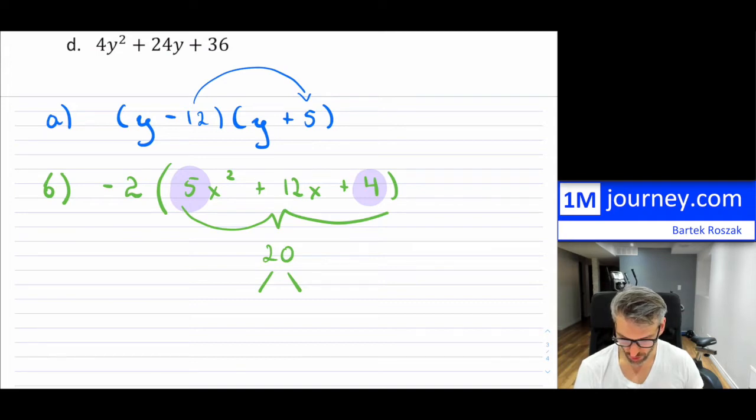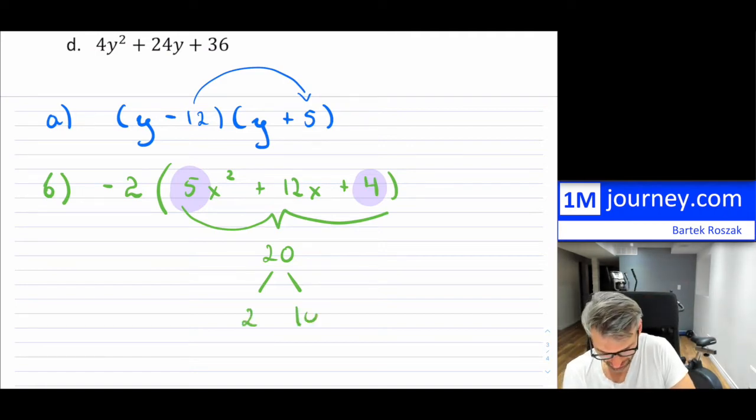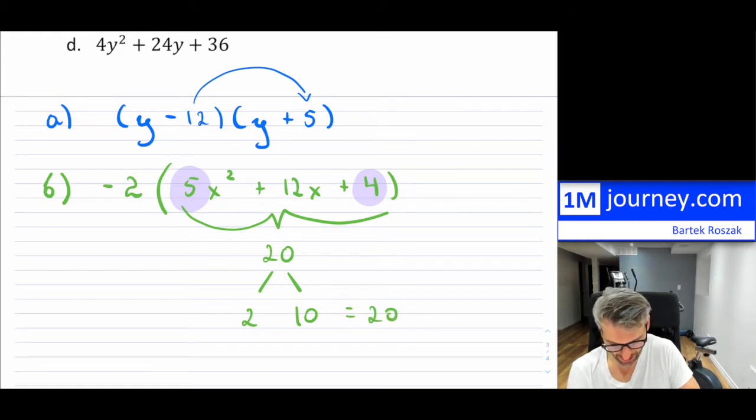So then I have 12x in terms of adding them up together. Well, 5 times 4 is 20, but of course that's not going to be the one. 2 times 10. So notice 2 and 10, multiplied together, gives you 20, and added together gives you 12. That's what we have.